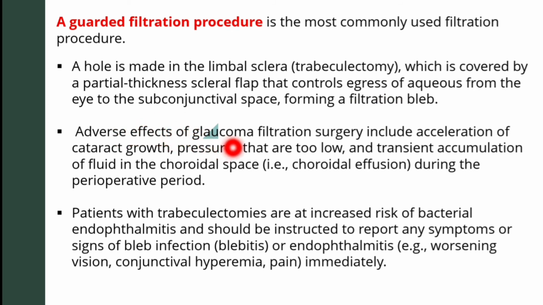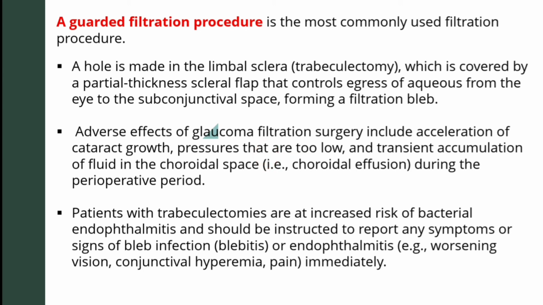Adverse effects of glaucoma filtration surgery include acceleration of cataract growth, pressures that are too low, and transient accumulation of fluid in the choroidal space, thus choroidal effusion during the perioperative period. Patients with trabeculectomies are at risk of bacterial endophthalmitis and should be instructed to report any symptoms or signs of bleb infections, thus blebitis or endophthalmitis, for example, worsening vision, conjunctival hyperemia, pain. They should report this immediately so that the ophthalmologist can have a look.